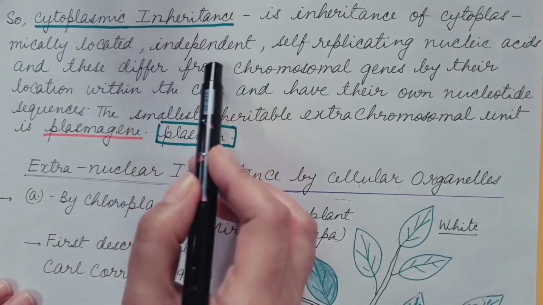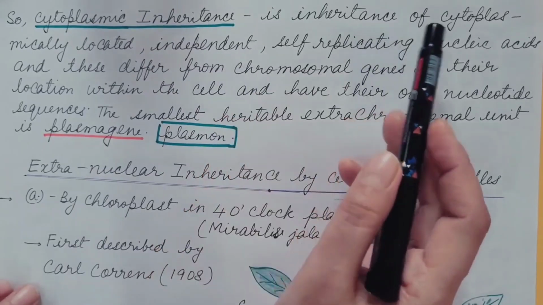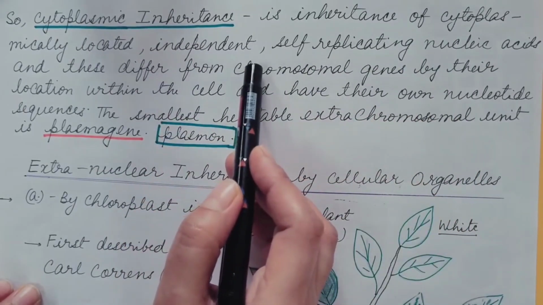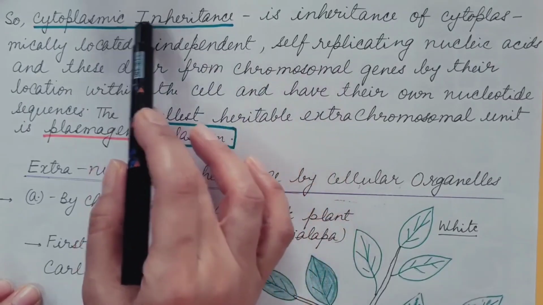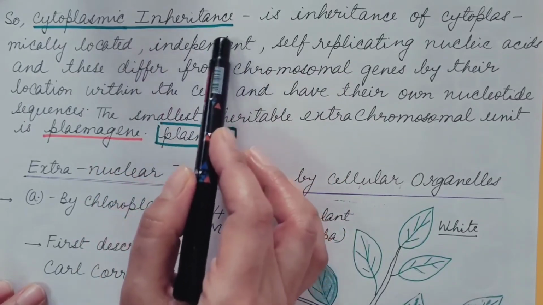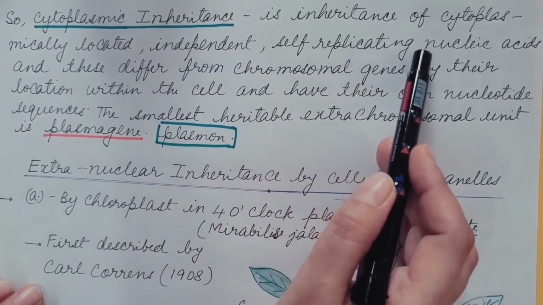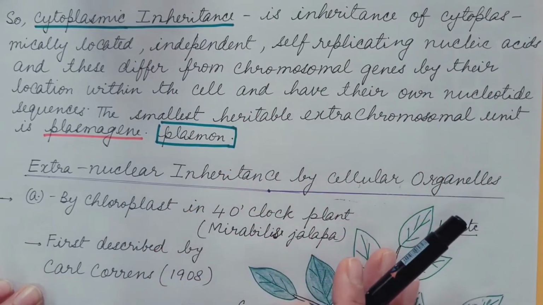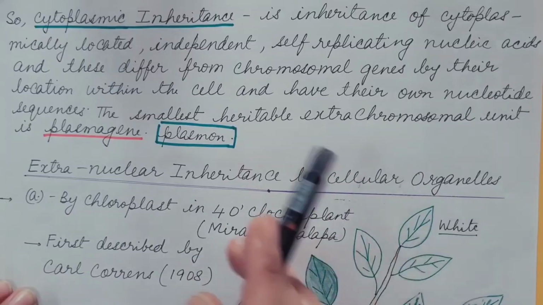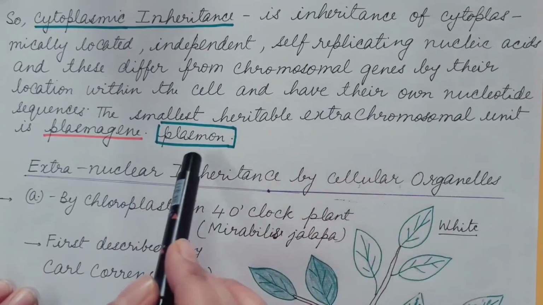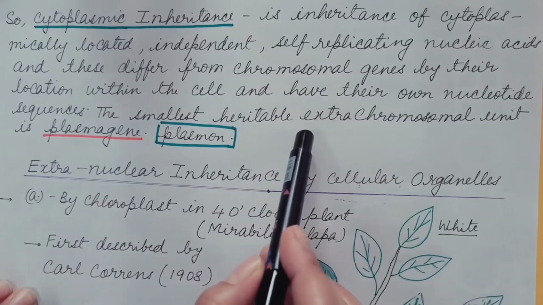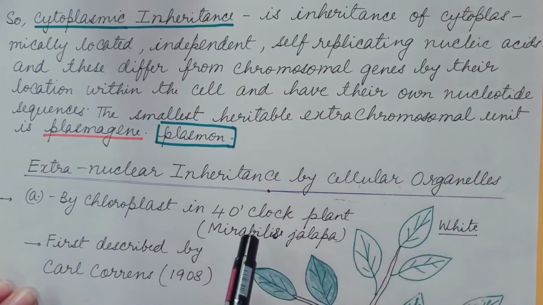So in the case of cytoplasmic inheritance, the cytoplasmic genes that are present in the cytoplasm are responsible for the inheritance, and they are independent, self-replicating nucleic acids, and these differ from the chromosomal genes in their location, because chromosomal genes are present in the nucleus, but their location is in the cytoplasm.